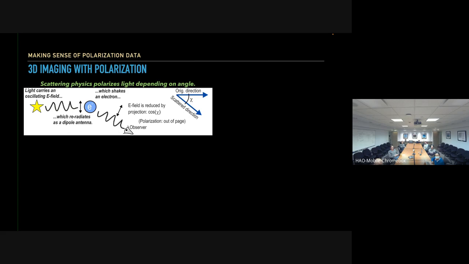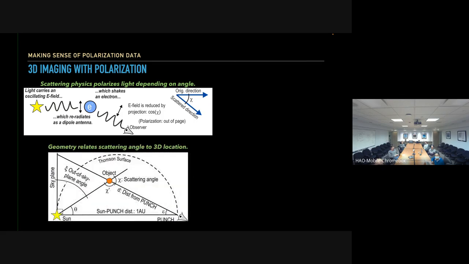The light that you see in the corona or in the young solar wind is Thomson scattered. So the electric field comes in, shakes each electron individually. The electrons then become dipole antennas and re-radiate. It's Thomson scattering in a nutshell. But the electric field is projected by the cosine of the scattering angle. And so if you scatter at right angles, the light is fully polarized. The electric field out of the screen in this diagram is not affected. The electric field in the screen is reduced by the cosine of 90 degrees, which is 0. So the light that comes out is fully polarized.